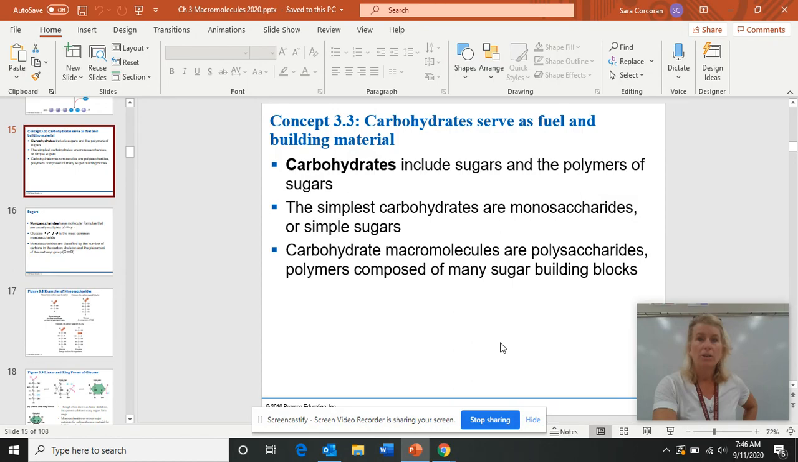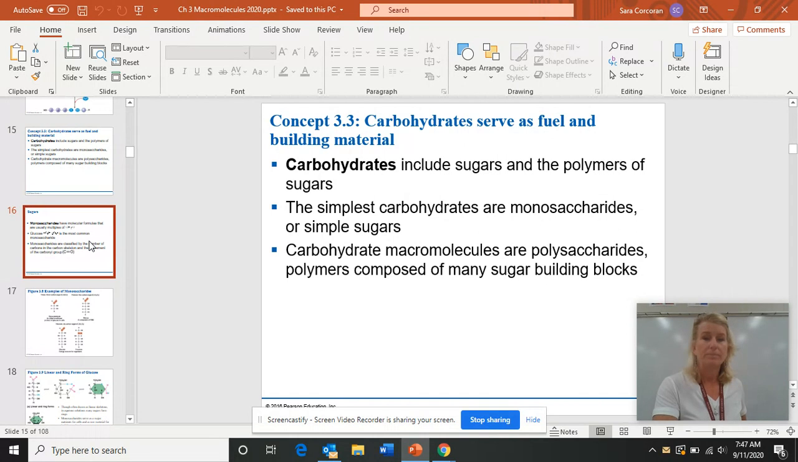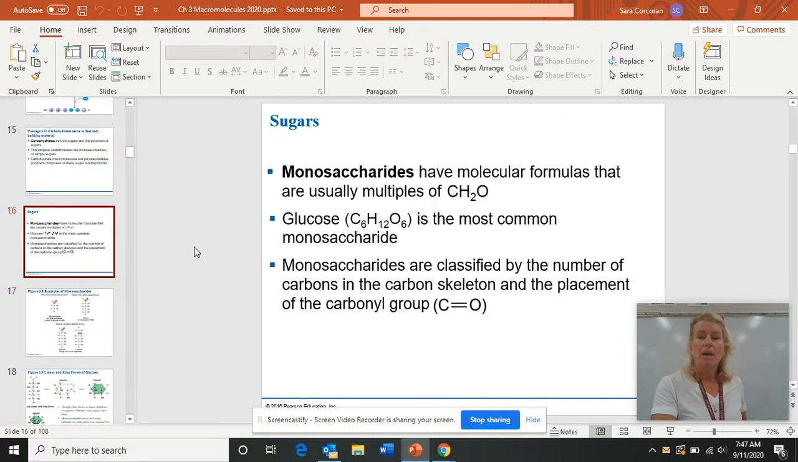So the main function of carbohydrates is that it's our source of energy. It gives us energy. We are not really made of carbohydrates. We're made of proteins, we're made of phospholipids and other lipids, and we have nucleic acids, but we use carbohydrates as our main source of energy. The monomer is a monosaccharide. This is just a fancy name for one sugar.